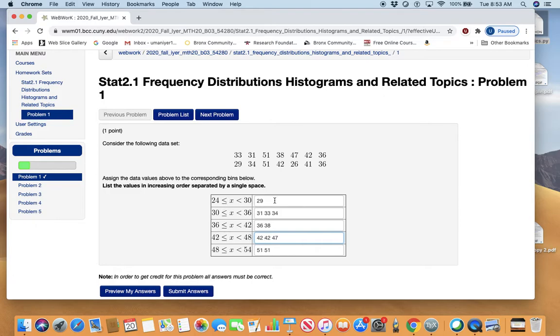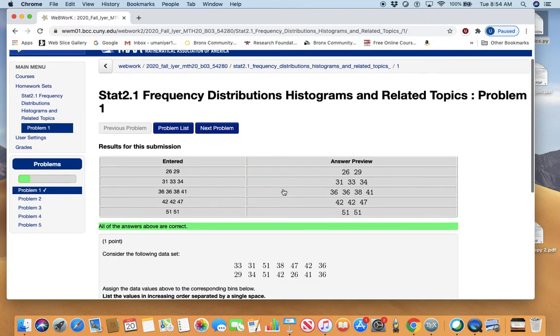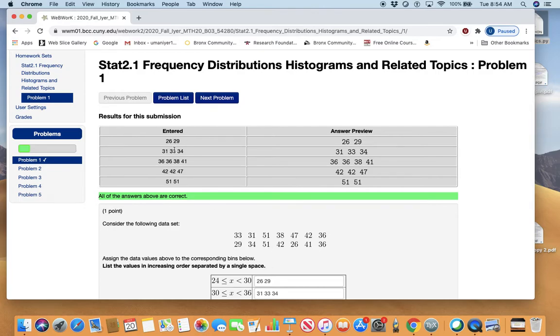26 is here. It's smaller than 29, so that comes first. 41 is here. And 36 is here, so it goes between these two with a space. Let's try that. All right, so remember, you need to input space and in increasing order. Next problem.